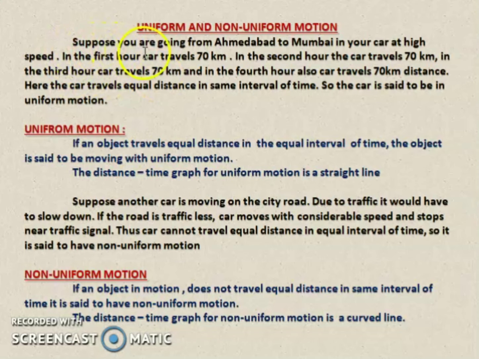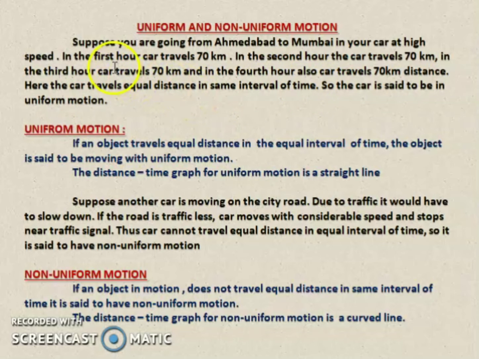In the first hour, the car travels 70 km. In the second hour, the car travels 70 km. In the third hour, the car travels 70 km. And in the fourth hour, the car travels 70 km. Here the car travels equal distance in the same interval of time.